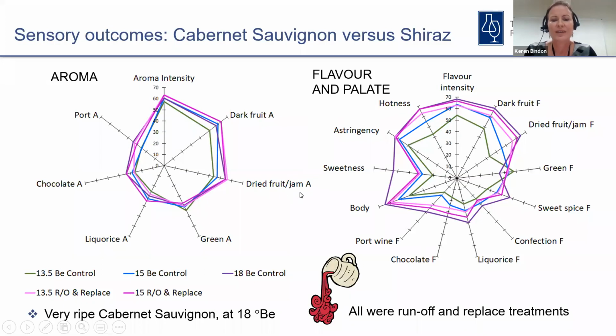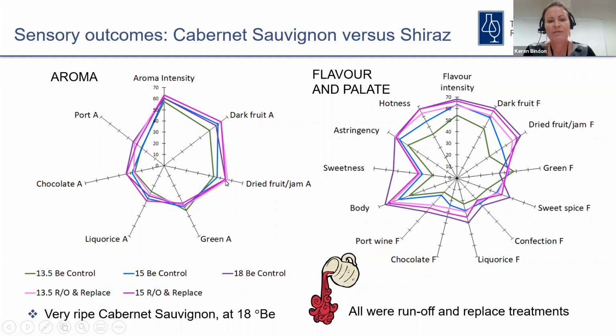This is something that's not normally associated with Cabernet, but we're talking here about fruit that went through to 18 Baume. So one clearly sees here a small loss in green aroma and green flavour as the grapes ripen, but clearly those increases in dark fruit aroma and dried fruit aroma, interestingly also picking up chocolate and licorice flavours and aromas here.